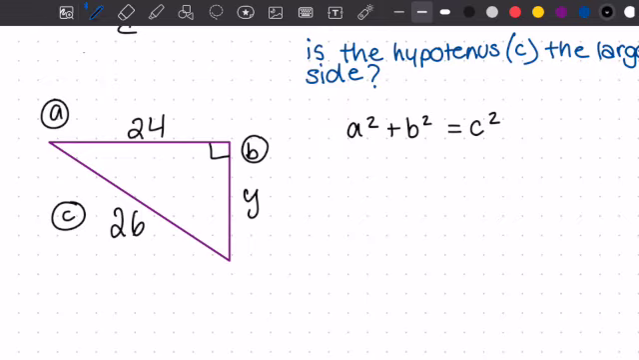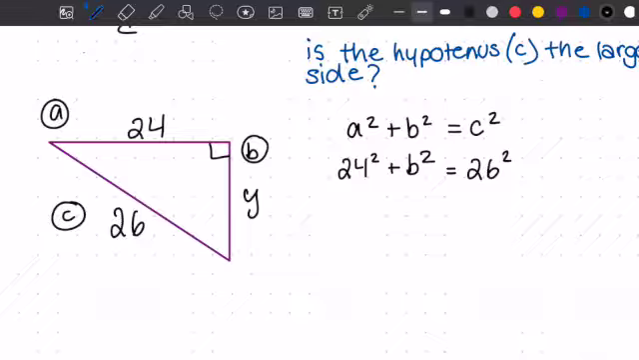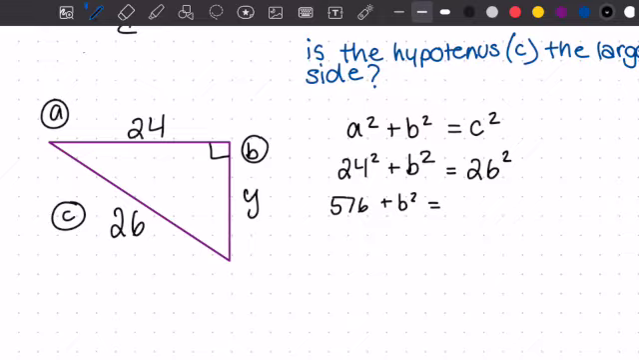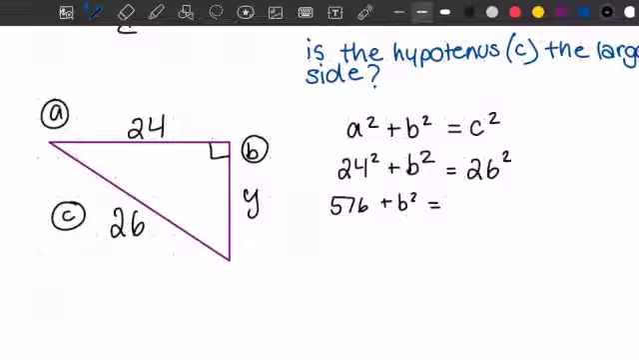Okay, so I'm going to plug in what I know. 24 is going to go in for my A, plus B squared, I don't know B squared, is equal to 26 squared. Someone tell me 24 times 24. 576. 576 plus B squared equals 26 times 26. 676.